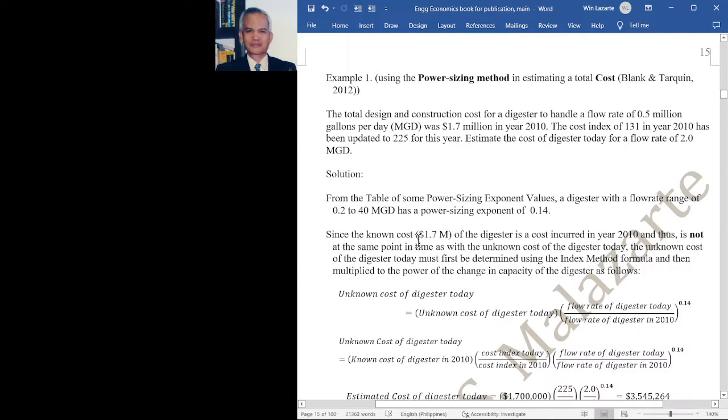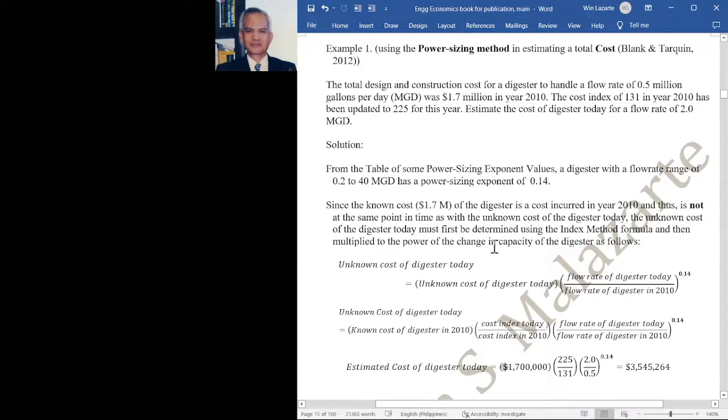Since the known cost of $1.7 million of the digester is a cost incurred in year 2010, and thus is not at the same point in time as the unknown cost of the digester today, the unknown cost of the digester today must first be determined using the index method formula and then multiplied to the power of the change in capacity of the digester as follows. So, the known cost of the digester today. The formula for this is this, using the index method formula.